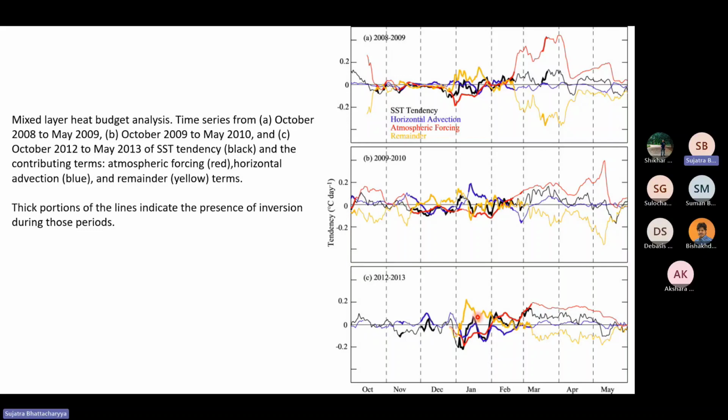While the atmospheric forcing, which is in the red, is negative, which means that overall the ocean is losing heat. The atmosphere is trying to take the heat from the ocean, but the cooling tendency is being dampened by this positive upward heat flux due to the inversion layer. So this is also one of the mechanisms, a vertical process mechanism, in which the inversion layer actually tends to dampen the effect of the cooling.